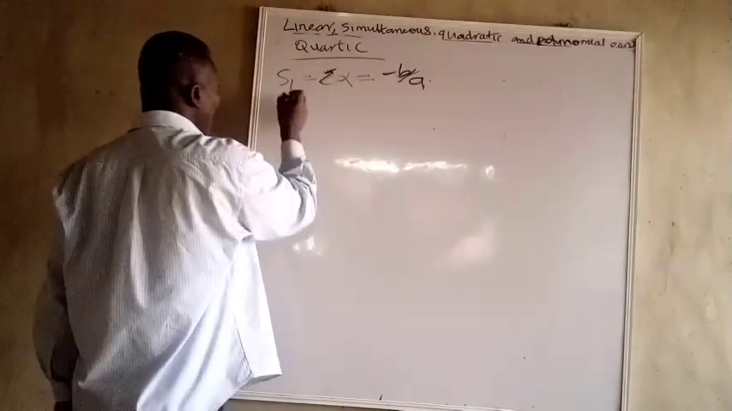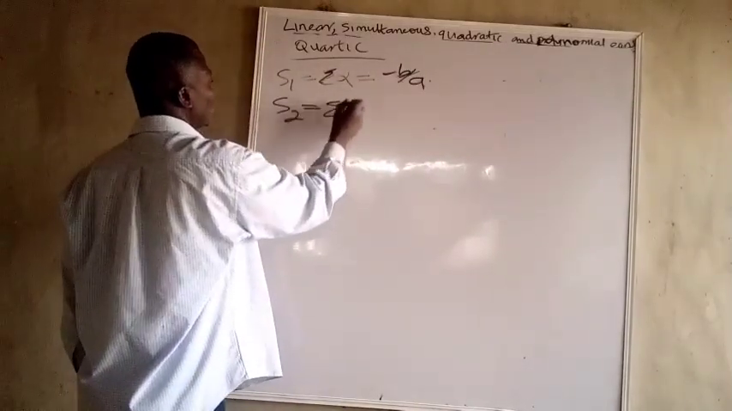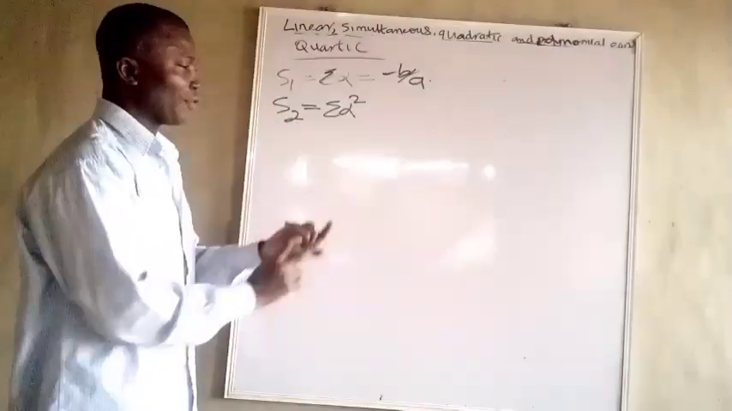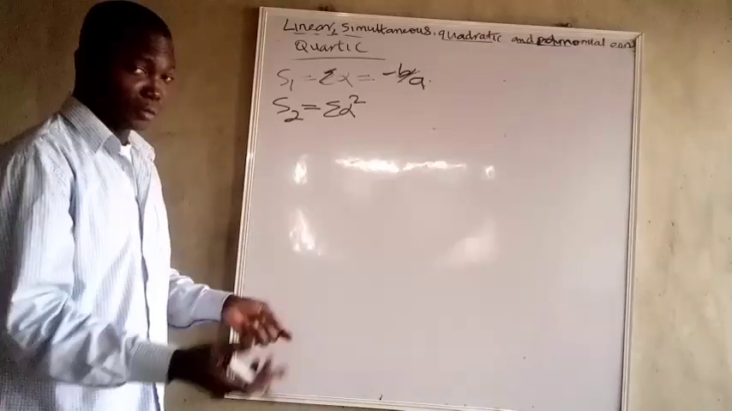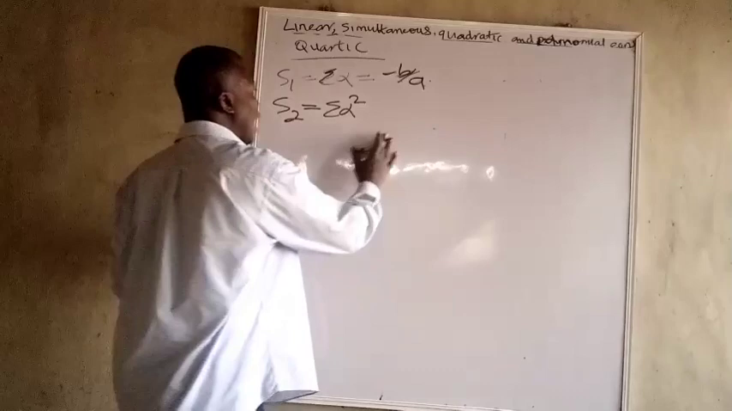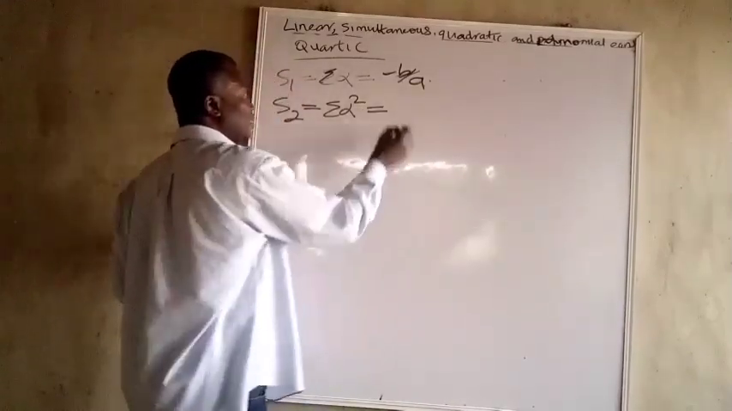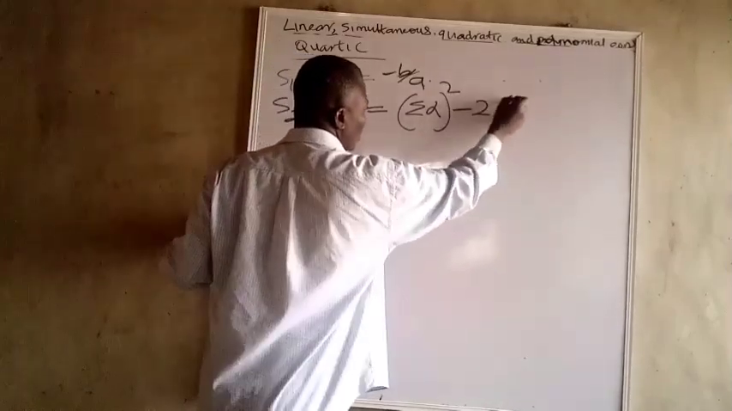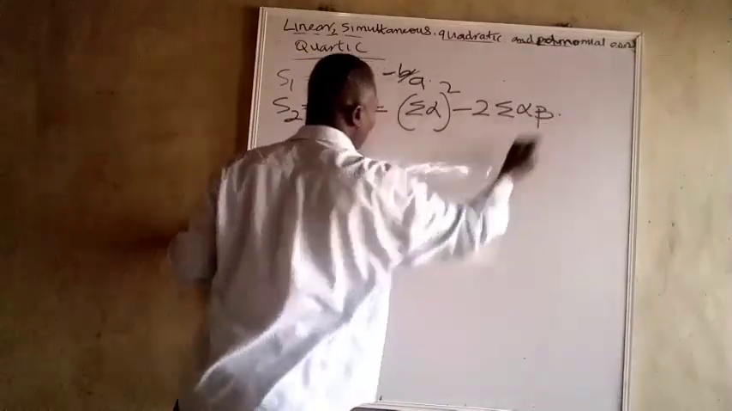Now, S2 is summation alpha squared. Depending on the number of roots, if it is 3 roots, it will be alpha squared plus beta squared plus gamma squared. If it is 2 roots, it will be alpha squared plus beta squared. Please take note of that. And from our observation, it was discovered that this will be summation alpha all squared minus 2 summation alpha beta.